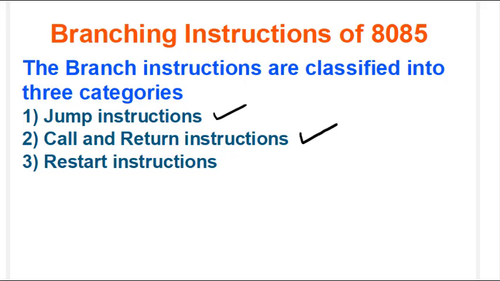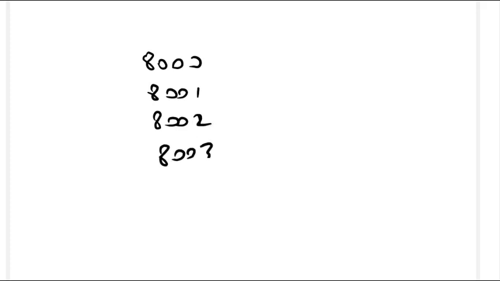The next is the call and return instruction. Then we have restart instructions. So why are these instructions called branching instructions? Because they can change the sequence of execution of a program. Generally, whenever we write a program, it executes in a sequence. Suppose we start from 8000, then 8001, then 8003 and so on. If our program ends at 8010, it will execute all the instructions in sequence, one after the other.